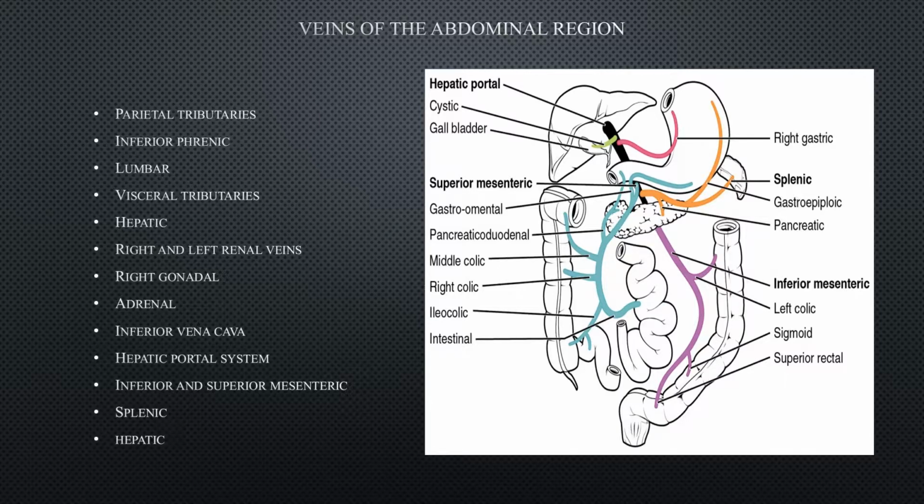The right and left renal veins drain the kidneys and the left side of the paired organs. The right gonadal vein drains the testicles and the ovaries. The right adrenal vein will drain the right adrenal gland.